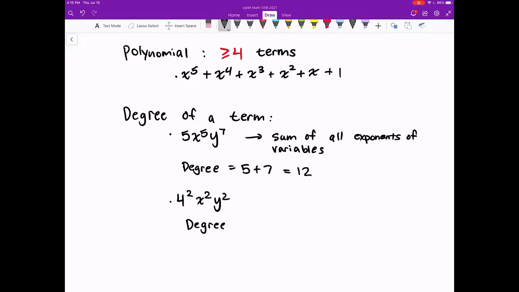Wait, did you say y squared as well? Oh, yeah. Remember though, include all the variables. So the degree is 4.